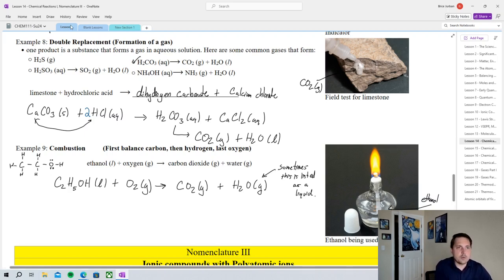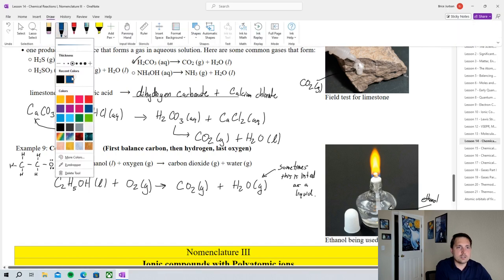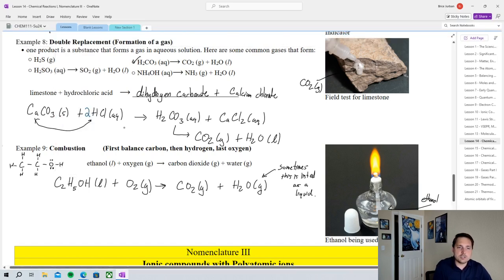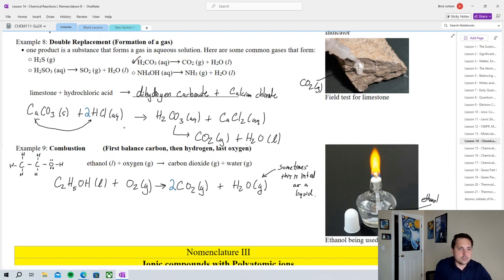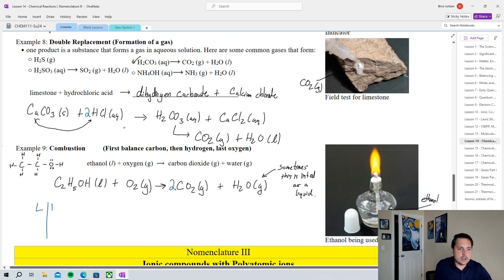Okay, so one other thing we got to do, of course, is to balance this reaction. And balancing combustion reactions, the strategy is to balance the carbons first, and then you want to balance the hydrogens, and then the oxygens last. So let's go and do left and right side. We have carbon, hydrogen, oxygen. On the left, I've just balanced it so that the carbons are both at 2.